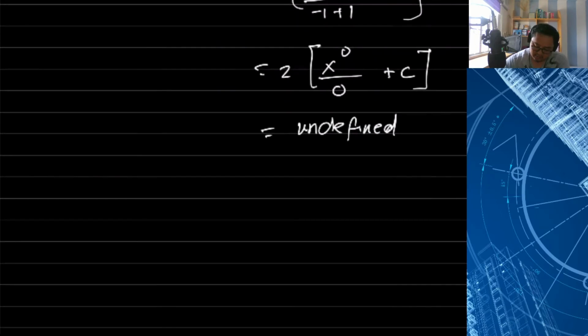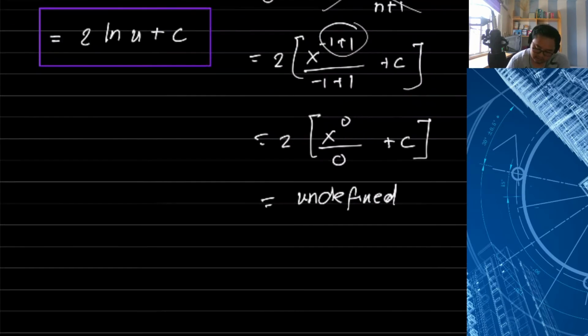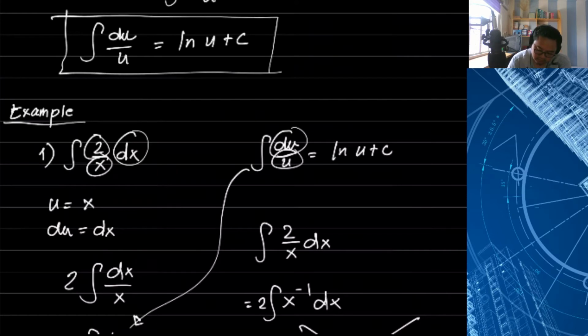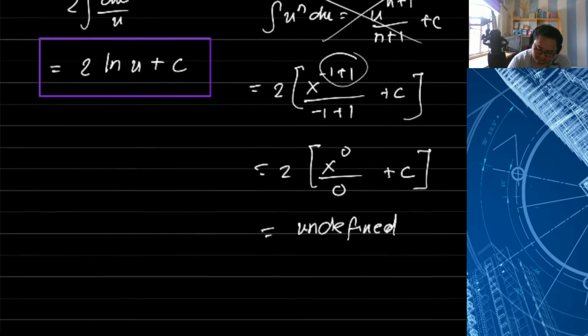So it is clear that in this equation, we can only use our logarithmic formula, that is, integral of du over u equals ln u plus c. This one, and no other.